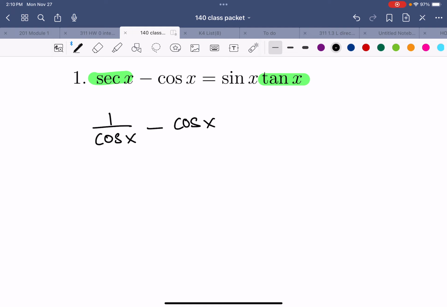The cosine of x stays the same. The sine of x is going to stay. And tangent is sine x over cosine x. Okay, so now I've done the conversion. Now all I have are sines and cosines. But now I've got fractions.